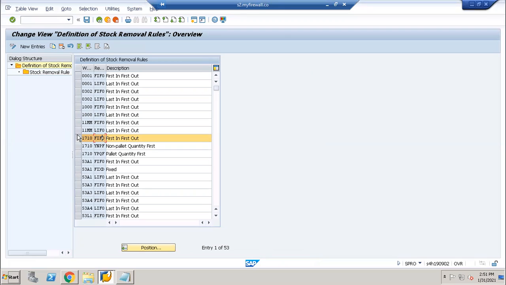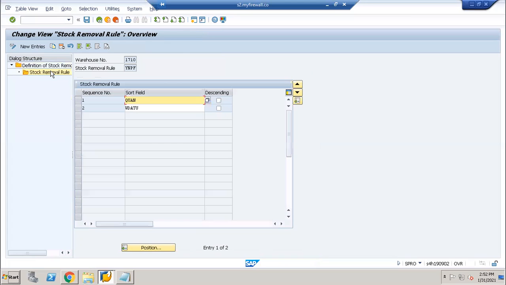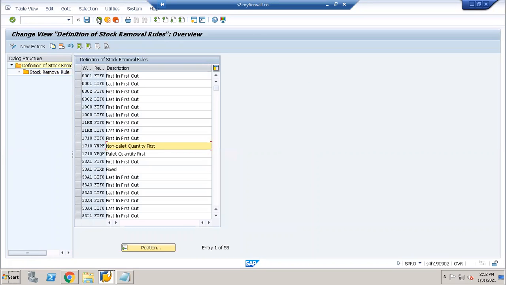Similarly, we have got non-pallet quantity first. This is another type of stock removal rule. It is quantity and WDATU. The first sequence will be quantity, the second sequence will be FIFO. So the first priority is based on quantity, and the second priority is based on the receiving date and time for put away. Based on the put away, we are doing the picking operation.